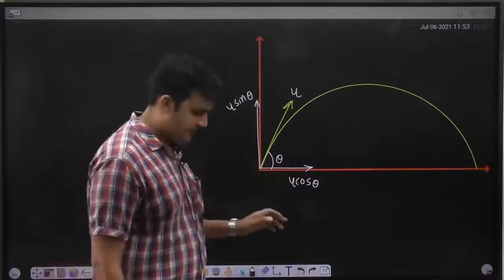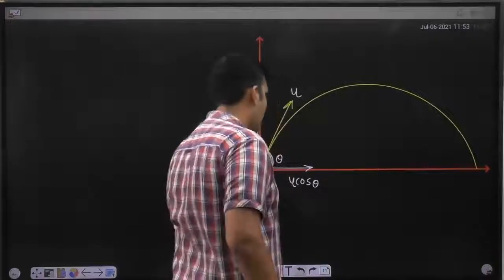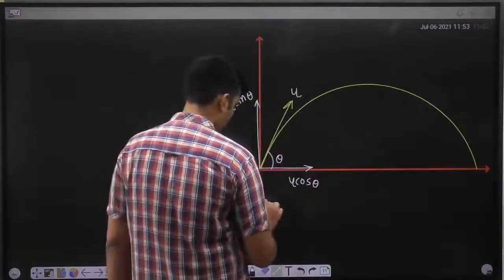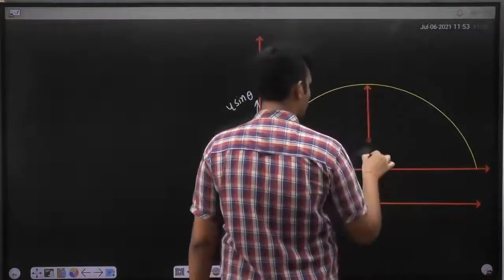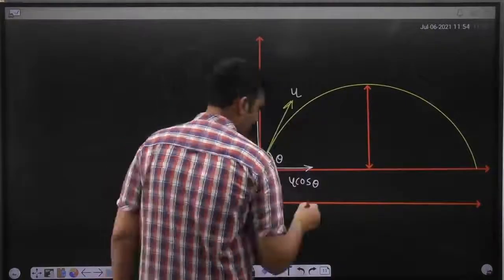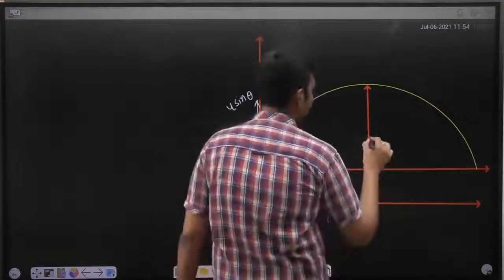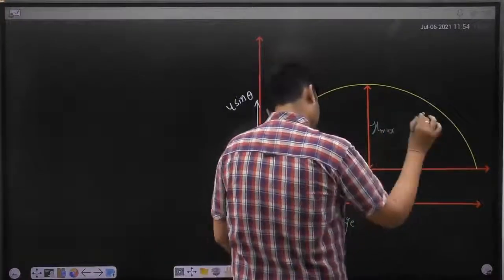Okay, next kahani. Let me do the labeling, so that questions don't come up later. This is known as the range, while this is known as the maximum height that we know. So this is known as the range of projectile, and this is known as the maximum height attained by projectile.